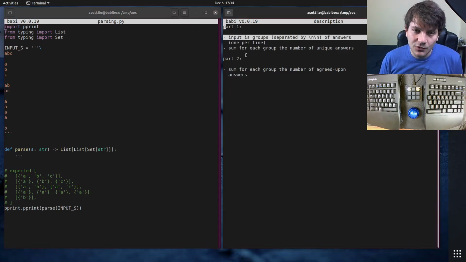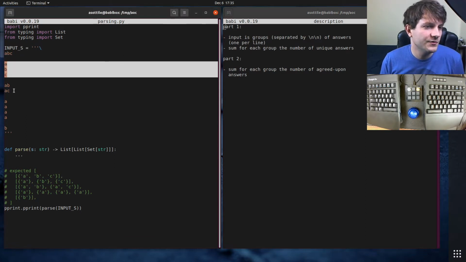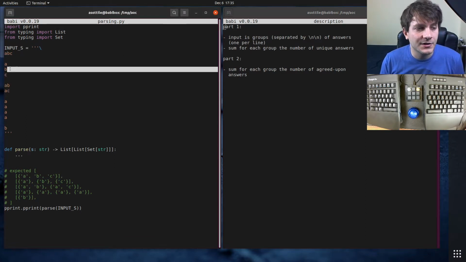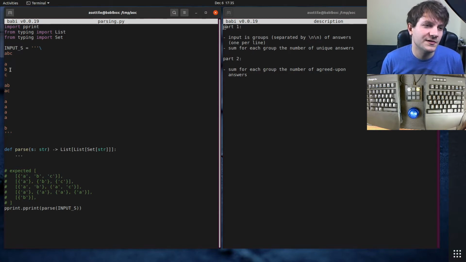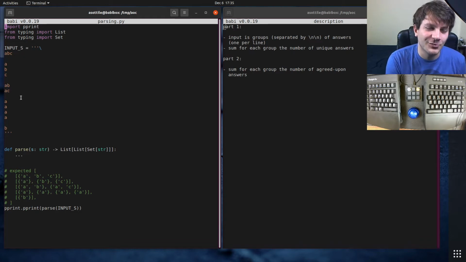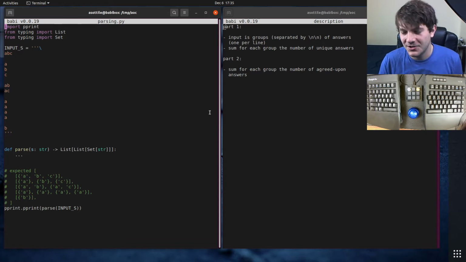The input is a group of individual answers. You can see this is one group, this is one group, this is one group, and each of the lines is an individual answer. One person answered A, one person said B, one person said C, and we're supposed to figure out whether everyone agreed or not on each of these alphabetical characters. I used the fact that they're alphabetical characters to make the problem easier to solve in SQLite, but we're not going to use that fact here. We don't care whether these are letters or numbers or whatever.